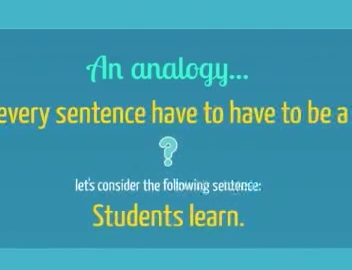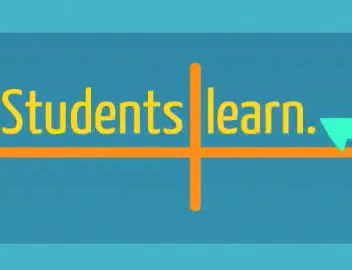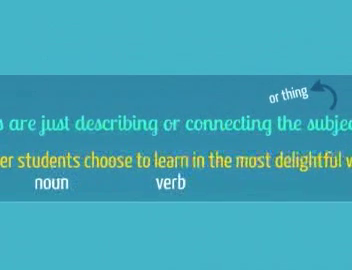Students learn. In this sentence, I have a noun or a subject in the word students, and I have a verb or action in the word learn. All other words in the human language are just describing or connecting the subject or thing and the verb or action. So here you can see I've added a lot of words to our first sentence.